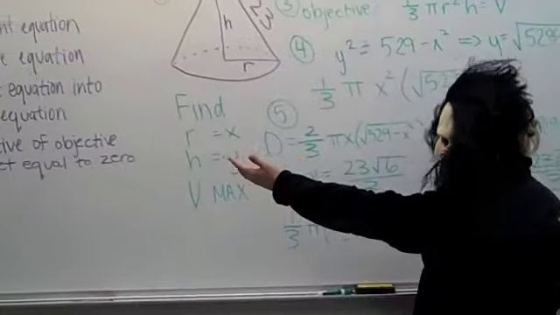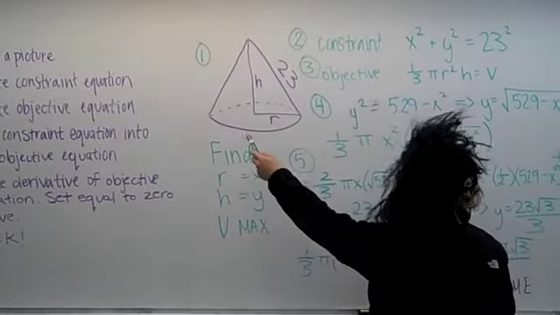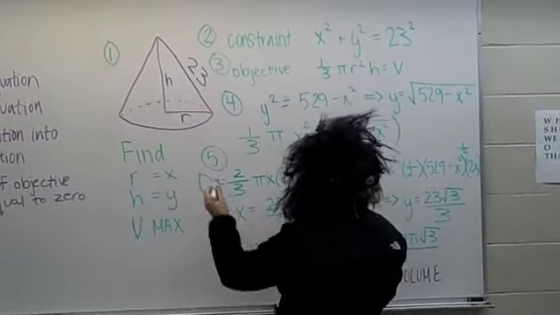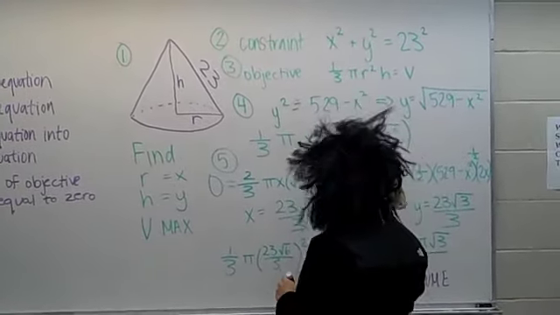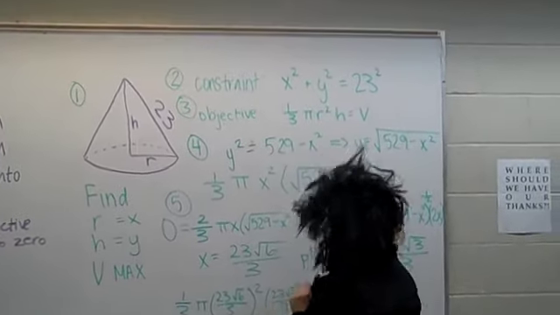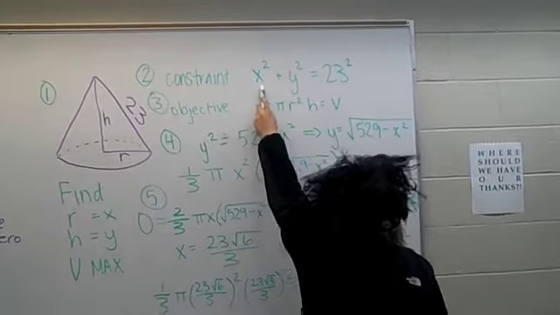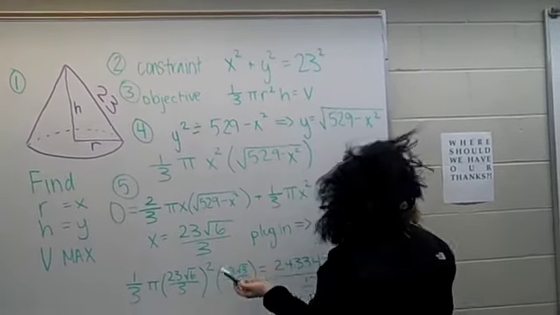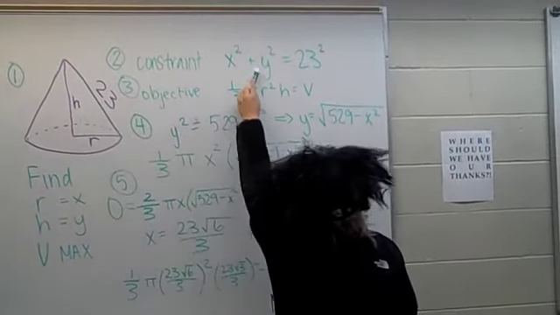So, according to the rules of optimization, we have to draw the picture first, which I have done here. It's a right circular cone with a radius, a height, and a hypotenuse of 23, as the problem says. Now, step number 2, write the constraint equation, which here is x squared plus y squared equals 23 squared. And in this case, x is radius and height is y.